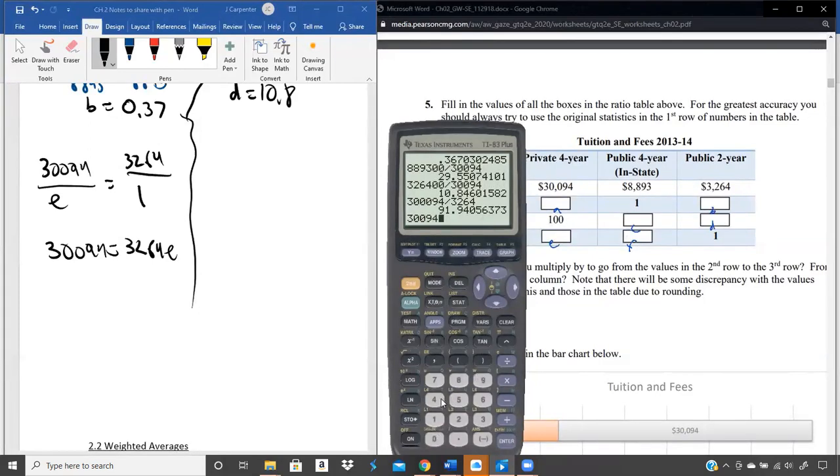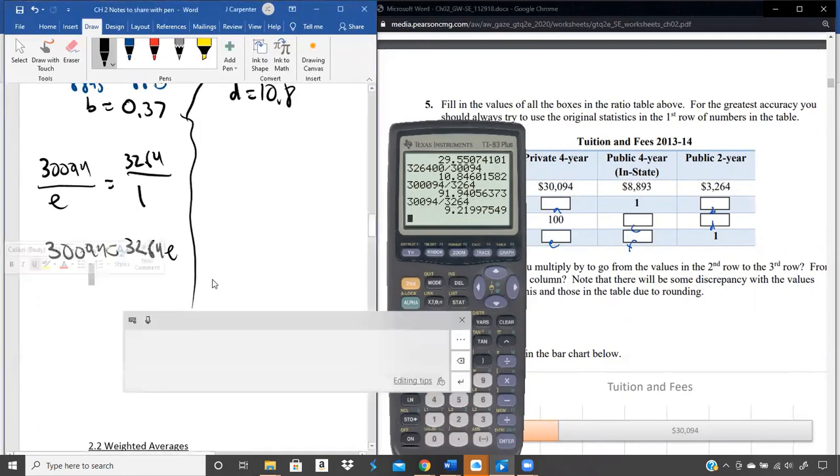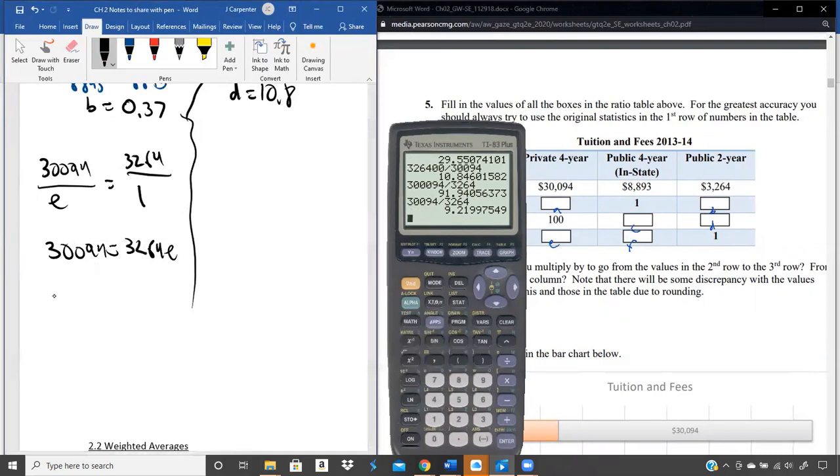30,094, not 300,094. There we go. Divided by 3264. But if you don't pay attention, if you don't ask yourself these questions, you're going to assume it's right because your calculator said it, and you're going to get it wrong. So 9.2 equals E. So for every dollar we spend at TCC, we're spending about $9 at the private school. That seems to fit the bill a little more. 3,000 versus 30,000. That's about a multiplier of 10 to go from one to the other. So 1 to 9.2 is a multiplier of about 10.